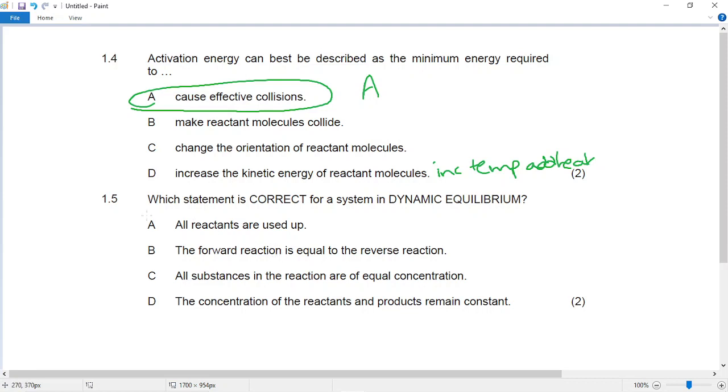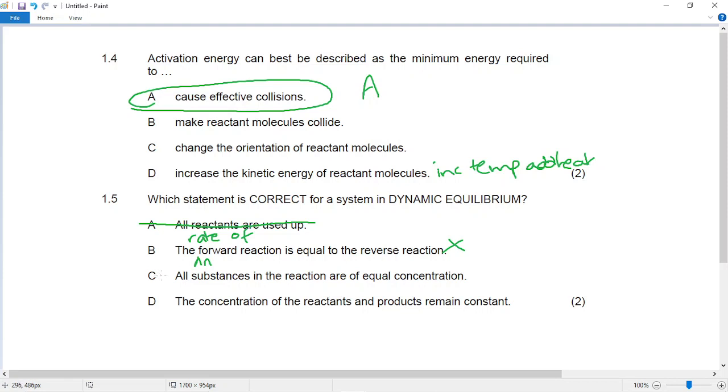Okay. Which statement is correct for a system in dynamic equilibrium? And I bet half of you jumped on our friend B. In dynamic equilibrium, the reactants are not used up. We always have reactants and products together in a container in a system in dynamic equilibrium. And this B looks a lot like your definition, but there is something missing. It is not the forward reaction equals the backward reaction. It is the rate of the forward reaction is equal to the rate of the reverse reaction. So this is very wrong. Those 2 little words, the rate of, are extremely important.